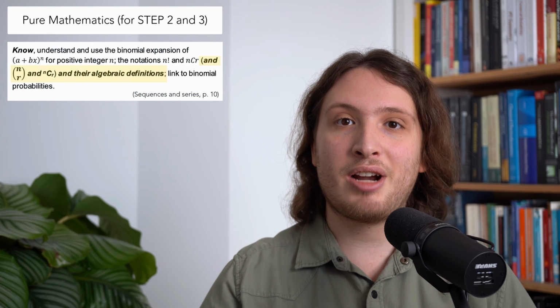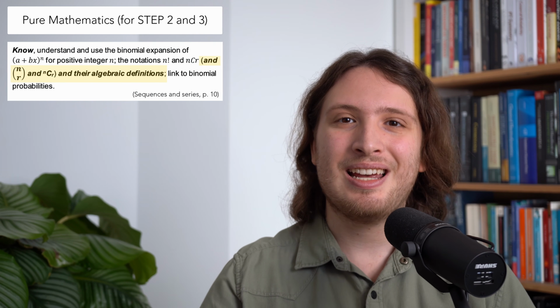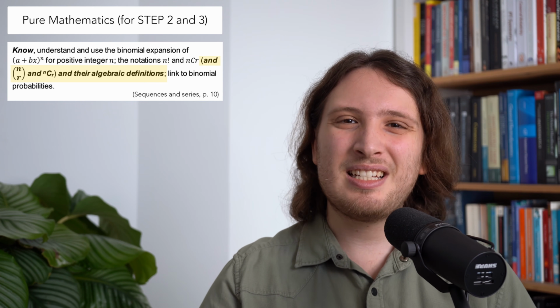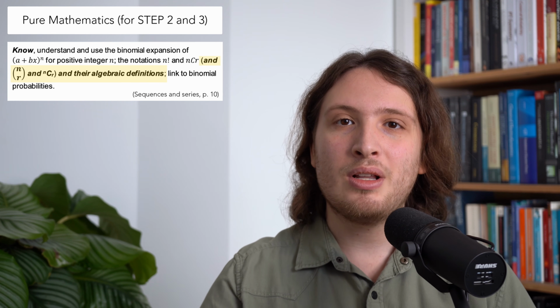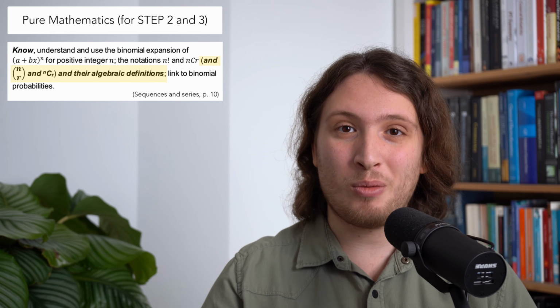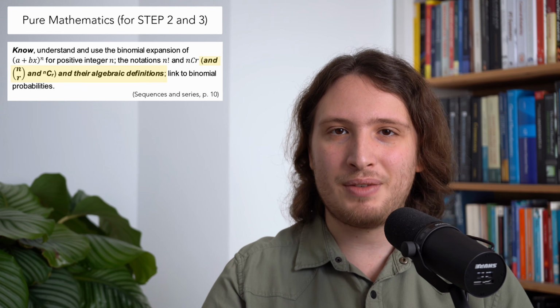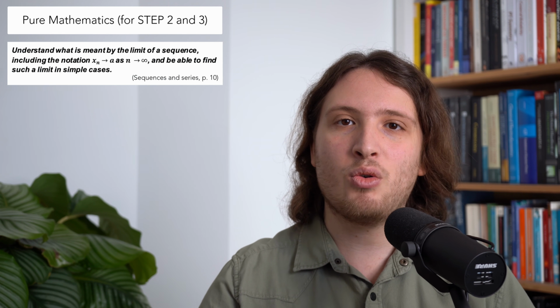You'll need to know the expression for the binomial coefficients in terms of factorials. This is often covered at least informally in school, but make sure you have a recall of the formula. Remember, there is no formula booklet for STEP. You'll need to have an informal understanding of what it means to talk about a limit of a sequence, what it means for a sequence to tend to a limit.